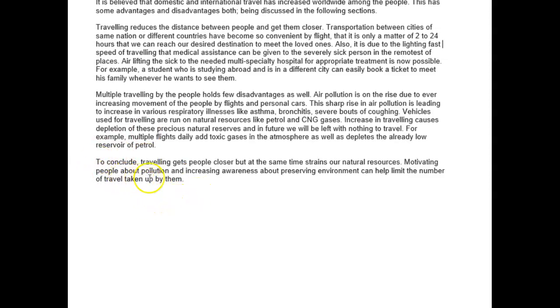To conclude, traveling gets people closer, but at the same time strains our natural resources. Motivating people about pollution and increasing awareness about preserving the environment can help limit the number of travel taken up by them. I don't like this expression, limit the number of travel. Because you don't have like 4 travels, 5 travels. It's not something countable. So how about the amount can help limit the amount of travel? That's more accurate here since travel is uncountable.